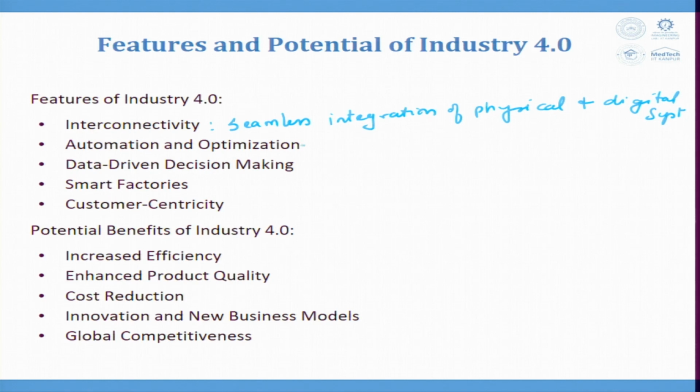Then automation and optimization, this is also very important. This is done through intelligent machines and algorithms. Automation and optimization. This is very important, optimization.